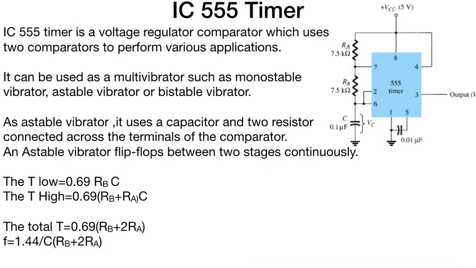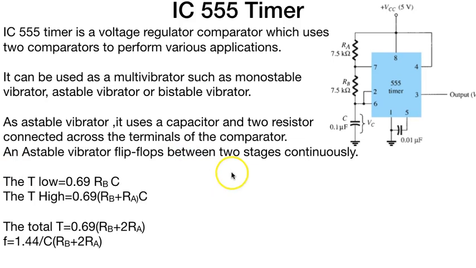Now let's look at the IC 555 timer. IC 555 acts as a multivibrator: monostable multivibrator, bistable multivibrator, or astable multivibrator. What are these three terms? We will get to know shortly.